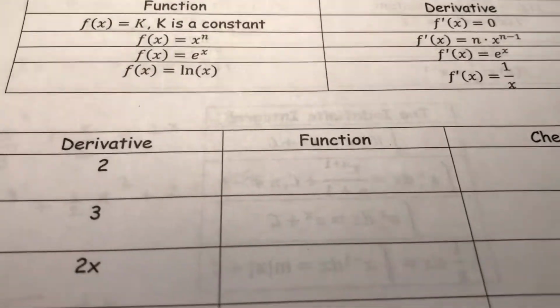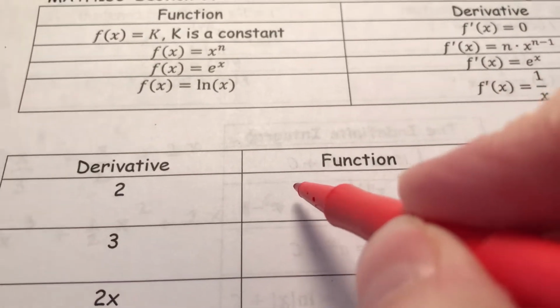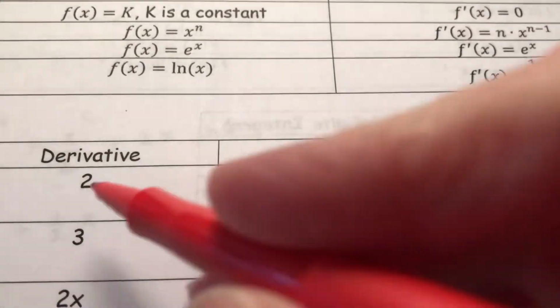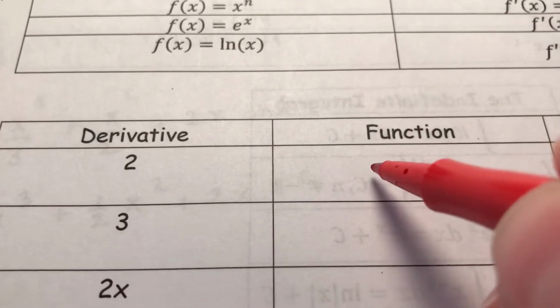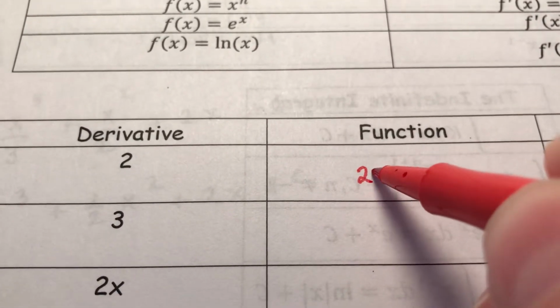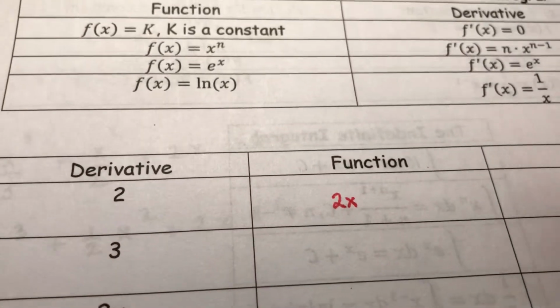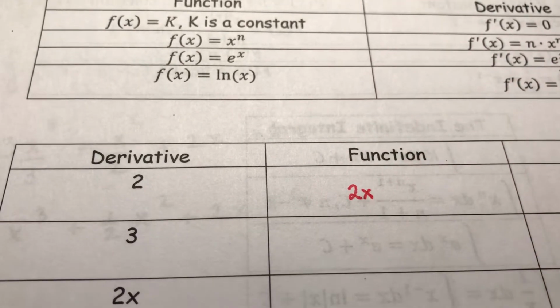Now, if the derivative is 2, we have to know what the function is. So what function, when we take the derivative, gives us 2? So we're going the opposite direction. And I'm going to give it away here. I know the derivative of 2x is 2.